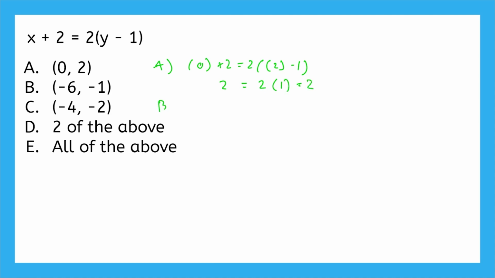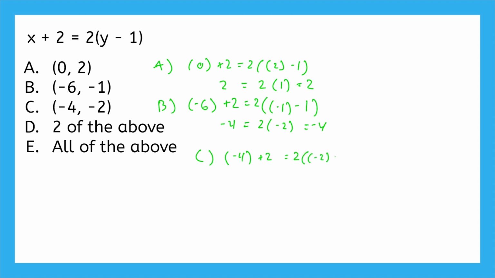Let's try the next one. If we use -6 for x, -6 plus 2 is -4. And on the right, using -1 for y, -1 minus 1 is -2, times 2 is -4. So this ordered pair also gives a true statement. Let's try the final one. -4 plus 2 is -2 on the left, and -2 minus 1 is -3, times 2 is -6 on the right. So choice C does not work as a solution here. Then the correct answer is D, because 2 of the choices worked, but not all of them.